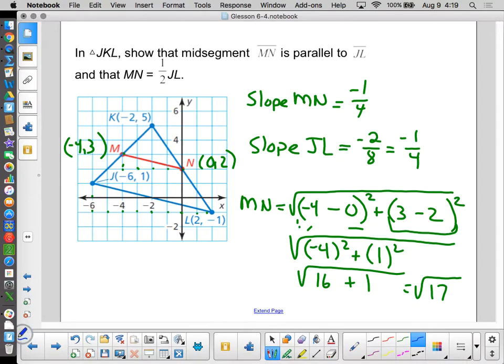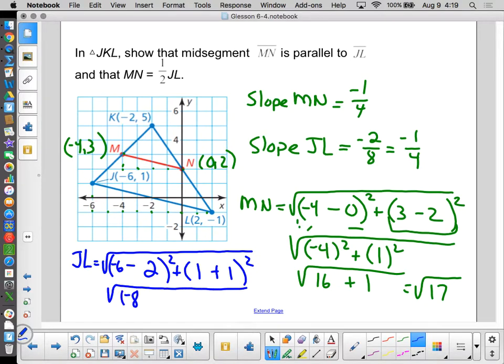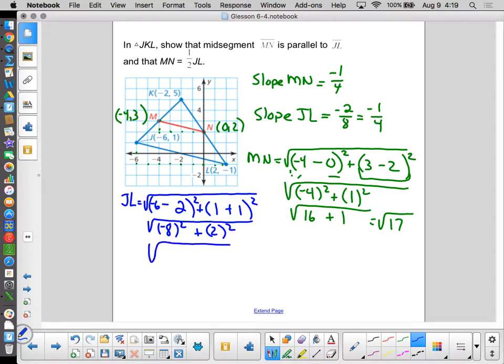Now, I'm not going to get a 1 and a 4 for JL because that's a reduced value. What numbers am I going to get? I'm going to get a 2 and an 8, aren't I? But let's prove it. So J is at -6, 1. L is at 2, -1. So -6 minus 2 is -8, plus 2 squared. As I said, I get 8 and -2, or -8 and 2. When I square them, it doesn't matter which one was negative. That's 64 plus 4, or the square root of 68.